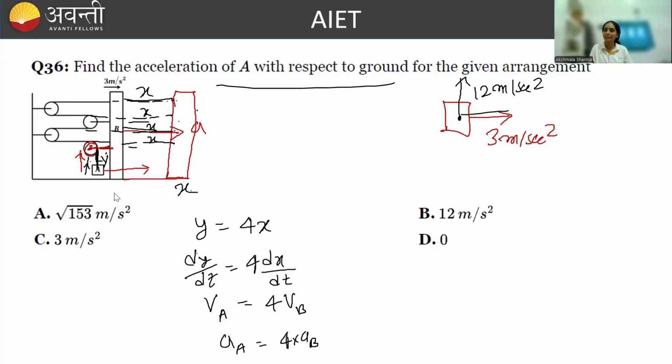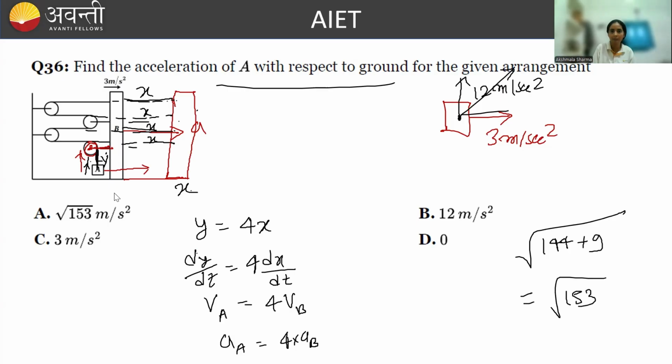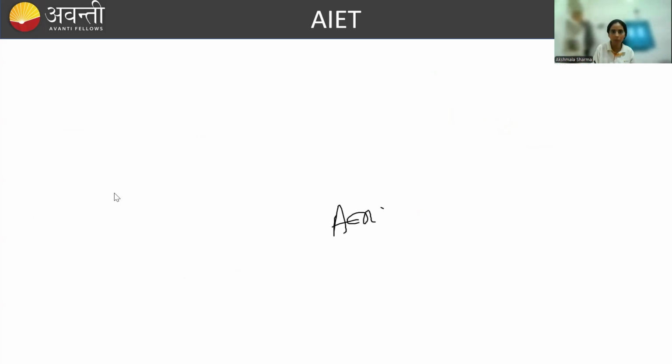Now, what will be its total acceleration? We just add these two. So it will be the square root of 144 plus 9. So this is equal to root 153. So the correct option for question number 36 will be what? It should be A. Okay? So the answer is A.